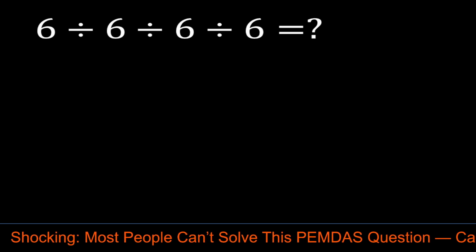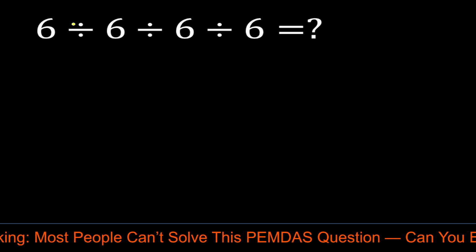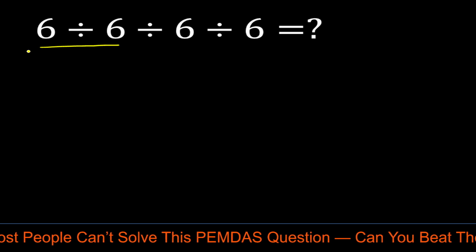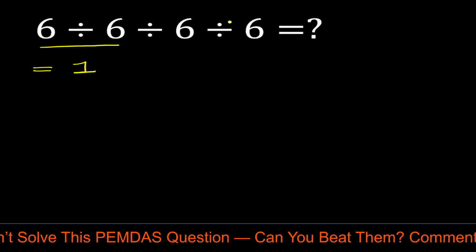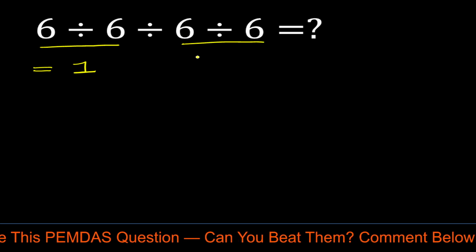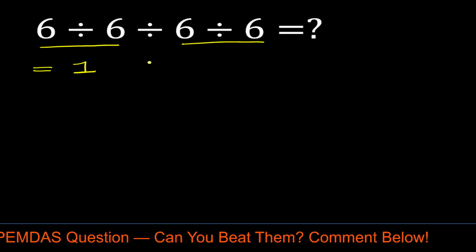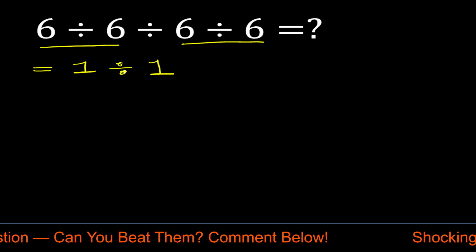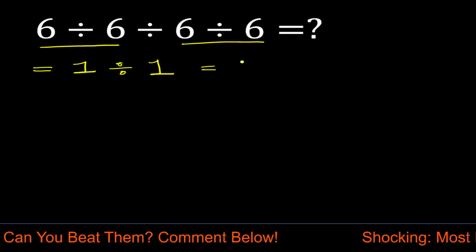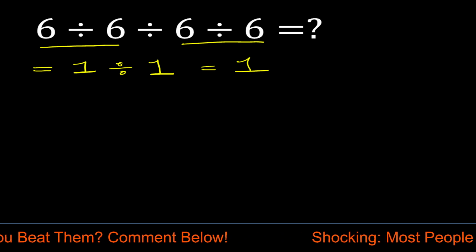So most people solve this question like 6 divided by 6. So 6 divided by 6 is equal to 1, right? Then again 6 divided by 6. So 6 divided by 6 is equal to also 1. So now 1 divided by 1. So 1 divided by 1 is equal to 1, right?